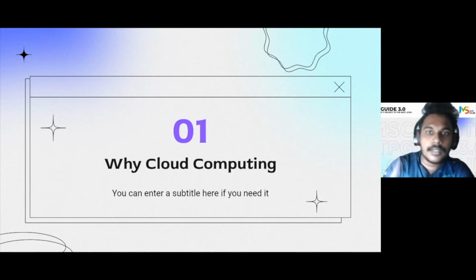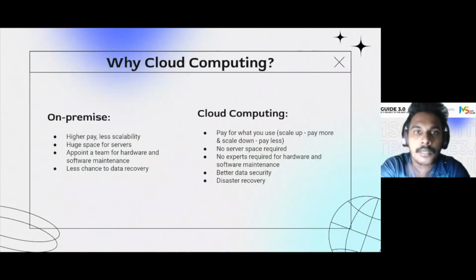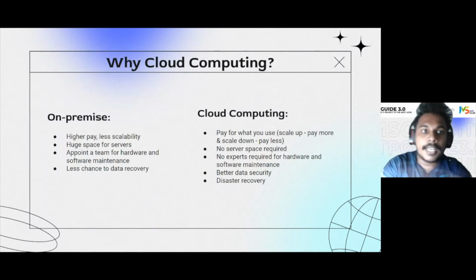I'm going to discuss the two main differences between, like I told you before, cloud computing and on-premises. In cloud computing, if we use some kind of resource, we only have to pay for that. We don't need to pay for their servers or anything else, right? But if we use on-premises, we have to maintain servers and pay for those. We have to appoint a team to maintain the hardware as well as the software, right?